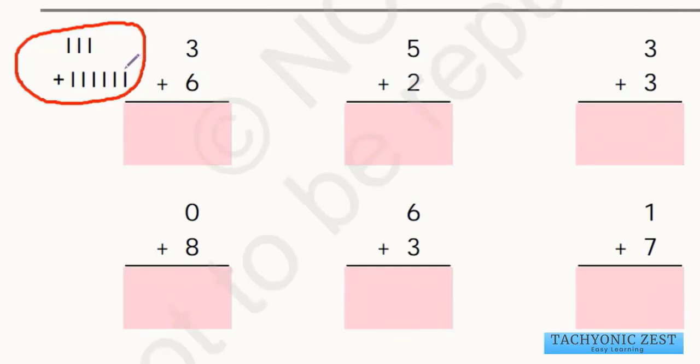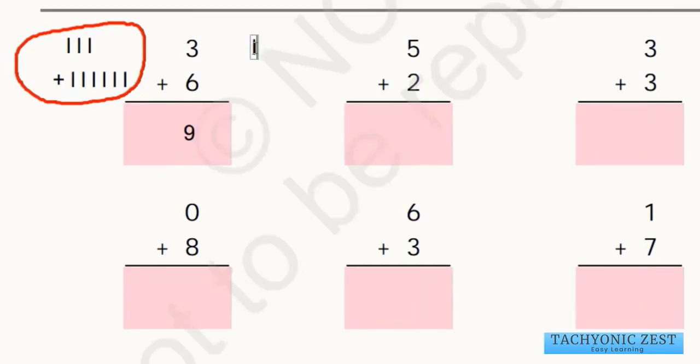So now to find the total answer, we have to count all the sticks together. So what is the total number of sticks together? Let us count. 1, 2, 3, 4, 5, 6, 7, 8, 9. So we got 9 sticks. So the total answer here is 9. Okay, now here it is 5 plus 2. So let us see. So at first there are 5 sticks.